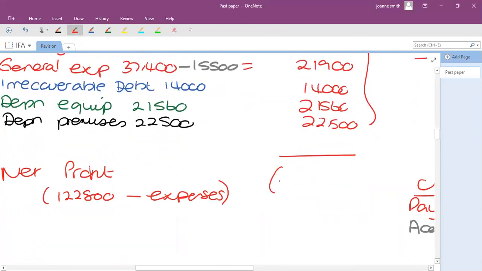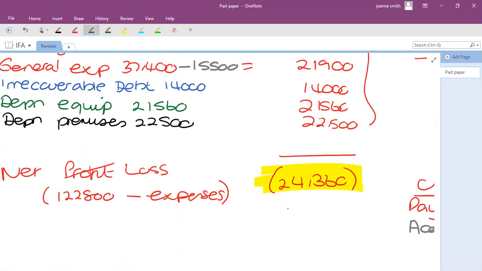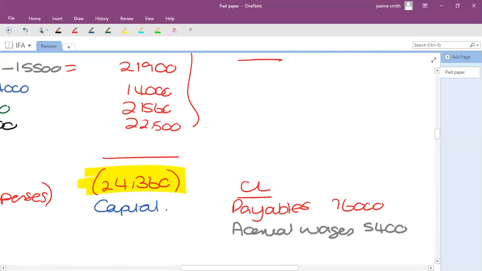Now here we actually end up with a negative, which can happen. So actually it's not a profit, it's a loss, because my sales are less than all of my expenses. Now when you've got this figure, it's important that you remember that goes into capital. So if it's a profit, it's going to increase your capital. If it's a loss, it will reduce it. So this is what the owner's got for all the hard work during the year.